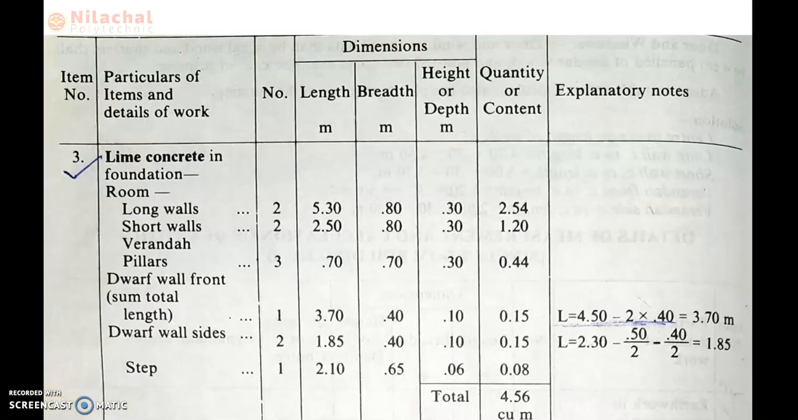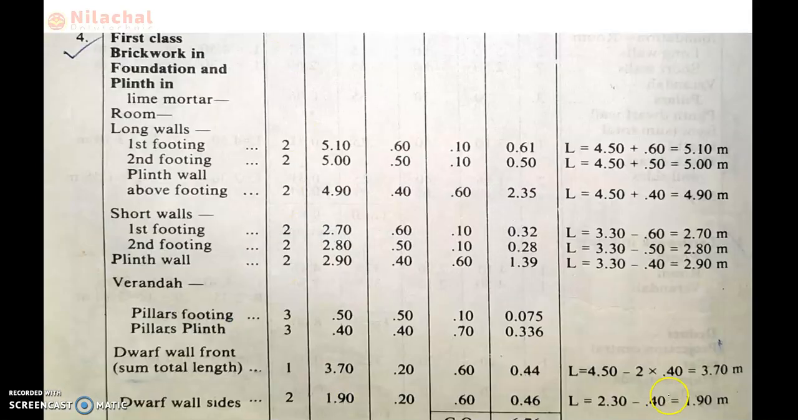So the veranda length we can define by subtracting from the center to center distance of the veranda drop wall front 2 into 0.4. What is 2 for? 2 is the number of pillars. And what is 0.4 for? 0.4 is the value for the pillar position 15 centimeter below ground level, which is 40 centimeter. So we deduct the total center to center distance minus 2 into 0.4, which is 3.70 meter. So the drop wall front, which is considered as 1, has length 3.70.